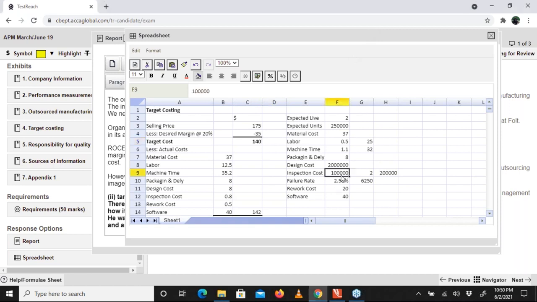See, the inspection cost was 100,000 per annum, right? And the expected life is 2 years, so the total cost is 200,000. What I have simply done is 200,000 divided by 250,000 units.